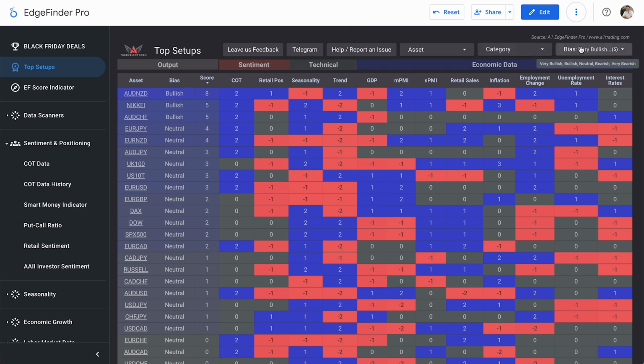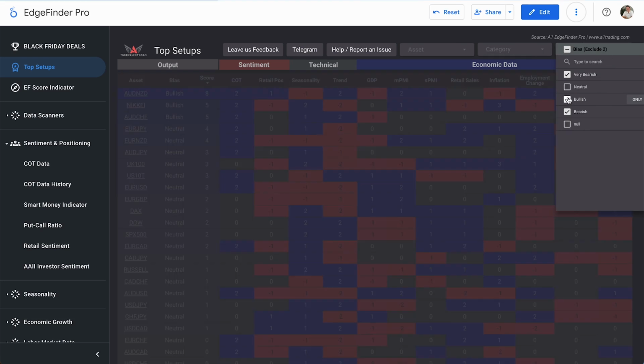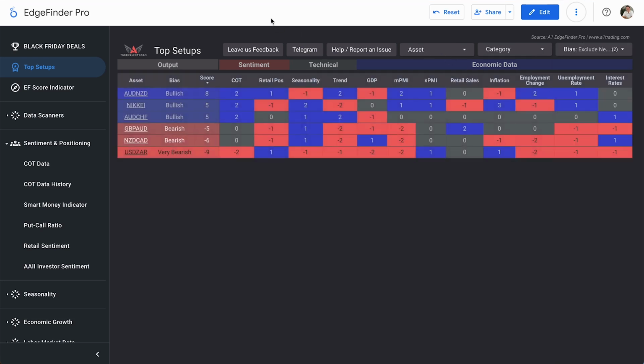Now, we are back in the top setups page, and I'm going to remove any neutral biases that we may have, and this is our full list of bullish and bearish biases for the day. Pretty short list, just 3 bullish biases, just 2 bearish biases, and 1 very bearish bias. So we have 2 clear winners in terms of our top buy and top sell for the day. Aussie NZD has our highest score with a +8, so we'll take a look at that. And USD ZAR has our lowest score, rather, with a score of -9 and a very bearish bias.